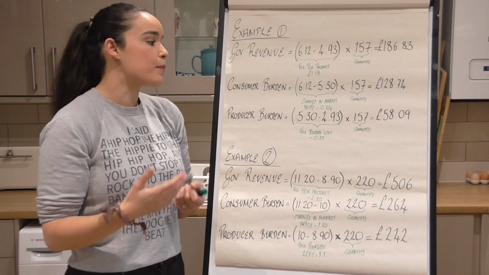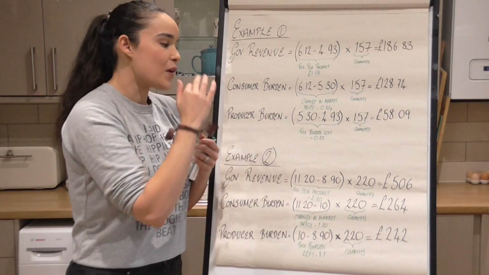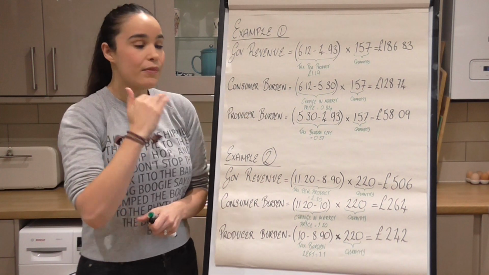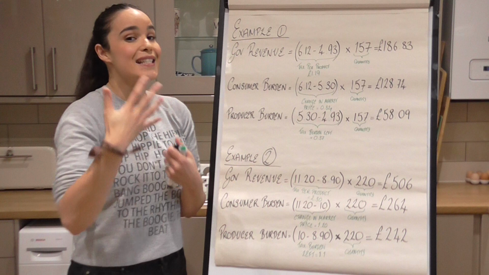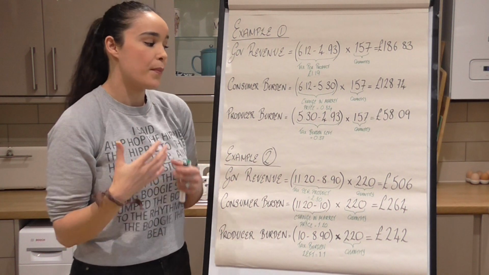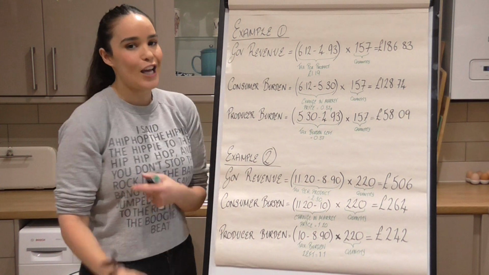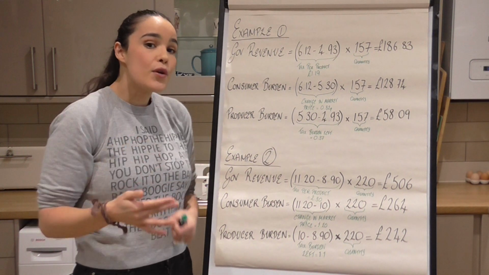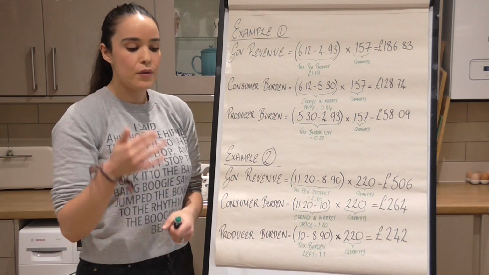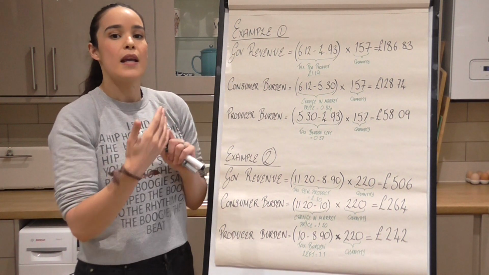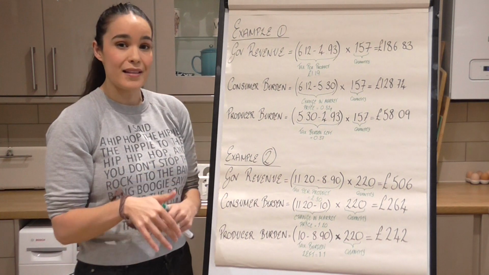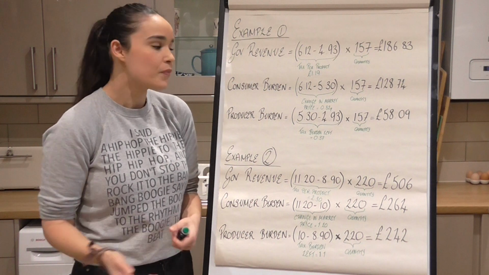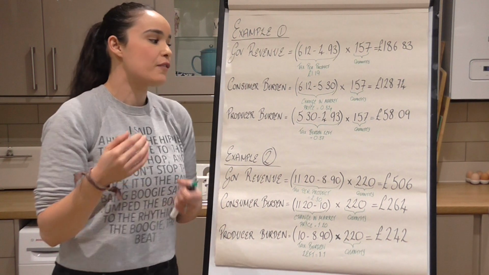Then what we want to do is work out the producer burden, which was £5.30, the old market equilibrium, minus £4.93, and that gives you the tax burden that is left, which in this case was 37 pence. And then again, you need to times that by the quantity, which was 157. Remember, it's the quantity at the new market equilibrium, so the new supply plus tax equals demand equilibrium. That's the quantity that you want. You don't want the old quantity because you're not selling that much anymore. And that should give you £58.09.